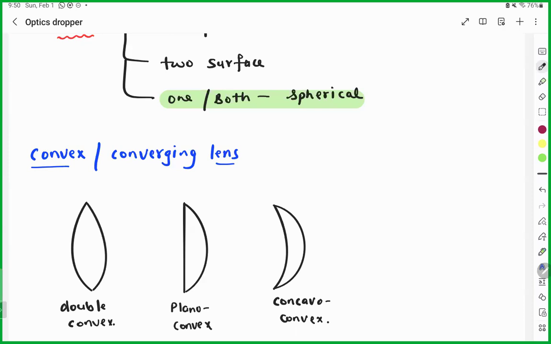So this is a converging lens. Why is it a converging lens? For example, if you take this and light passes through it, what will happen? If light is moving in a straight path, it will accumulate at one point. It will converge at a point. That's why it is a converging lens.